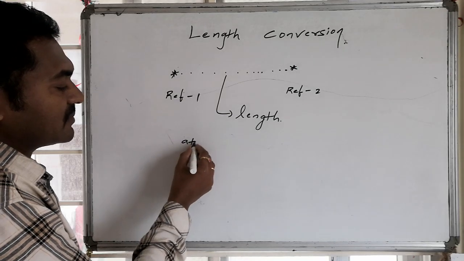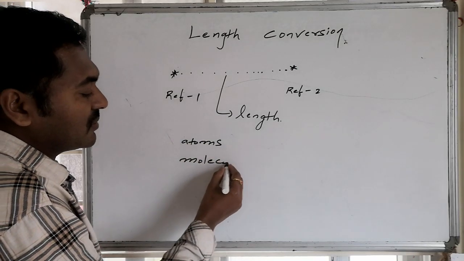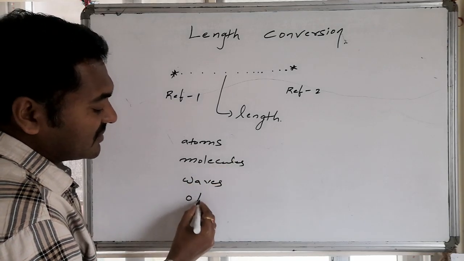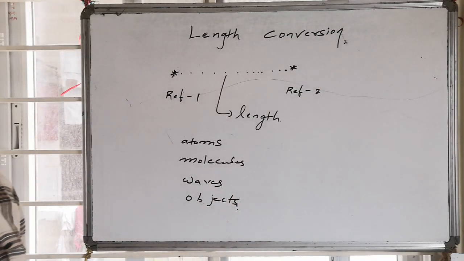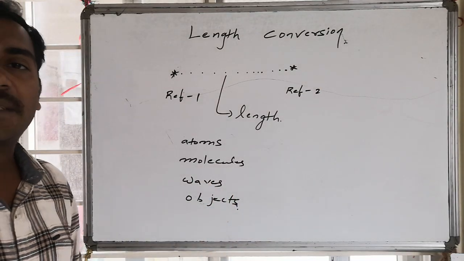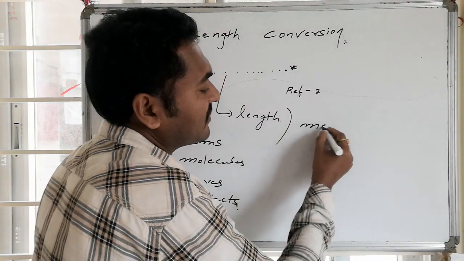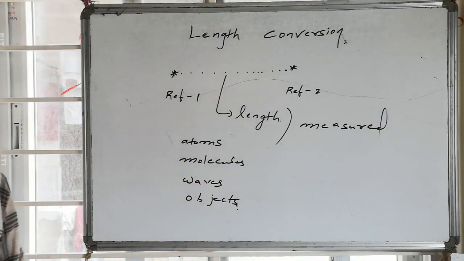Those reference points can be anything. Those can be atoms, those can be molecules, those can be waves, those can be objects. That is distance, the minimum distance present between the expected reference points, which is generally said to be length. This length has to be measured and it is to be expressed with the proper units.